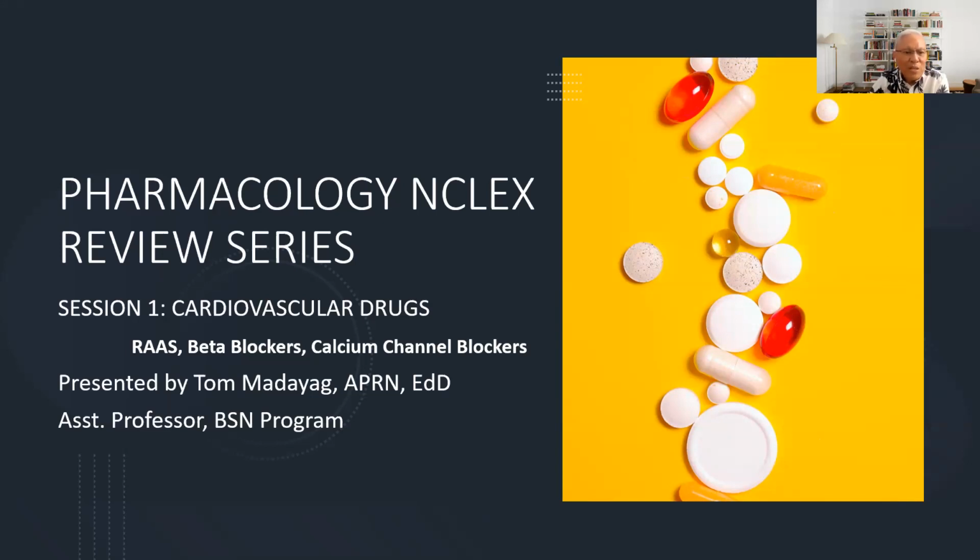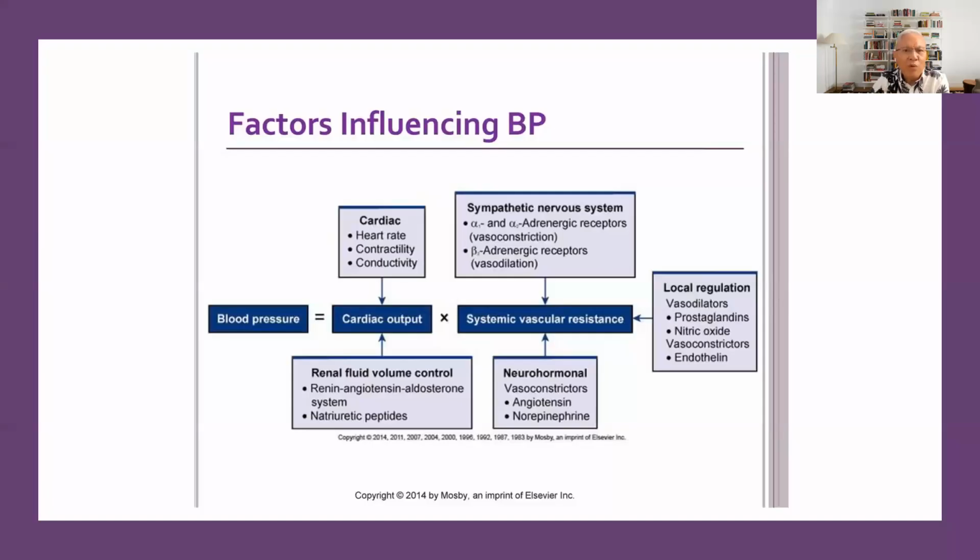All right, so let's begin with understanding what blood pressure is. We all know that blood pressure is determined by the product of cardiac output and systemic vascular resistance. We talked about that the other day. And numerous factors interact with these 2 major variables to keep the blood pressure within normal limits.